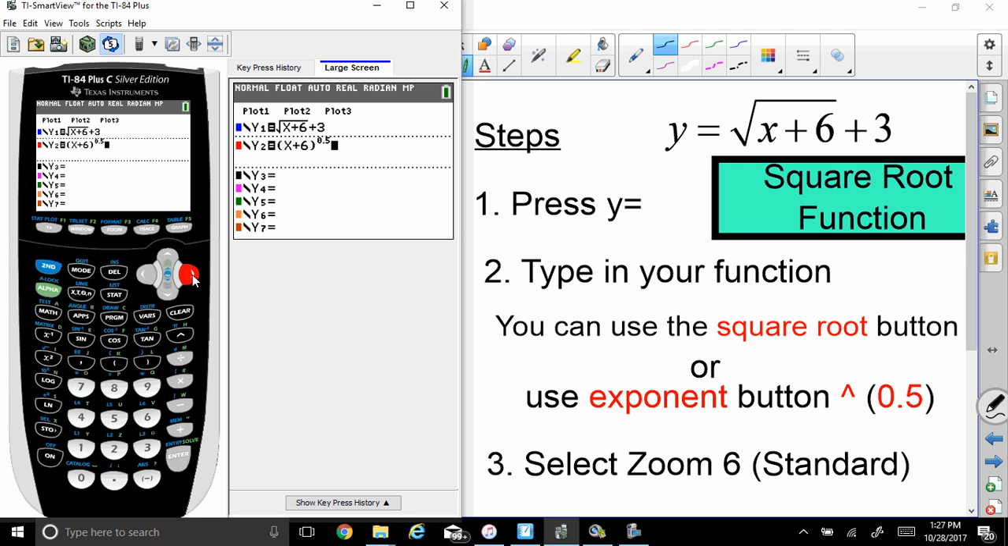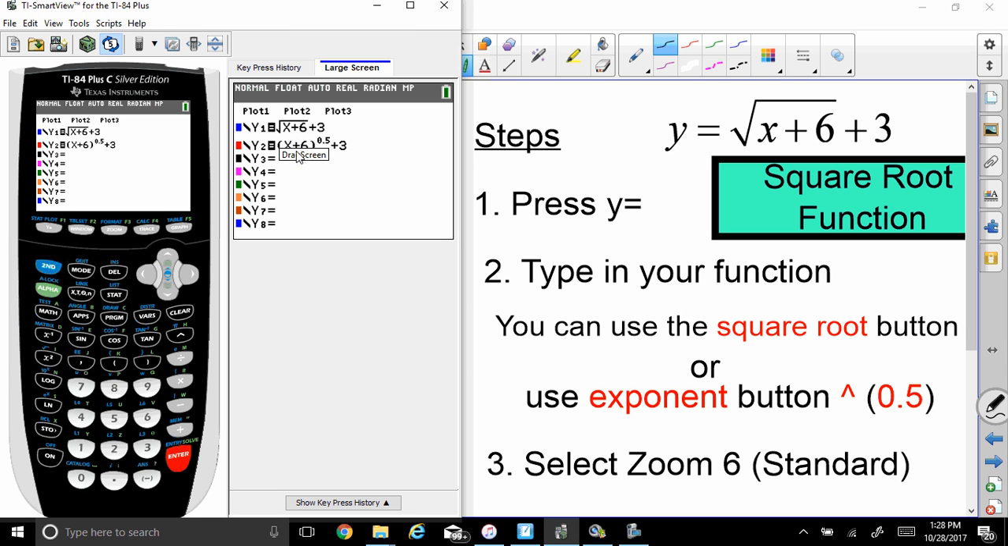I'm using a TI-84 Plus in color, and it does a nice job, by the way. The TI-Nspire is a good calculator too. So I got to add 3. So add 3 to it and enter. Okay, so notice how these look different.